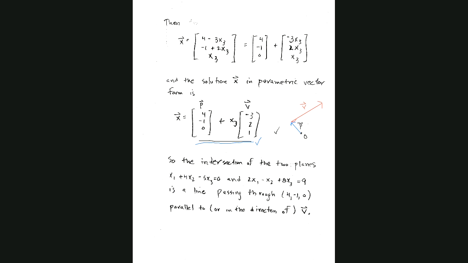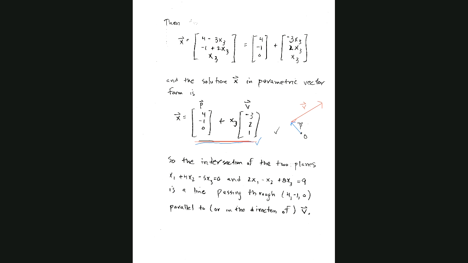So okay, we have here the parametric vector form, and what I want to do is show you geometrically what that parametric vector form means. Let's just write out what this is going to be. So geometrically, we want to understand what this parametric vector form of the solution is showing us.